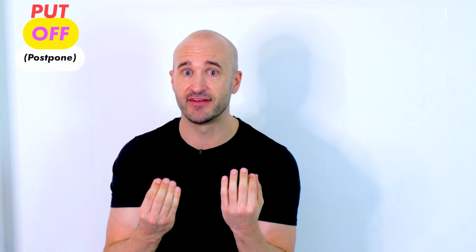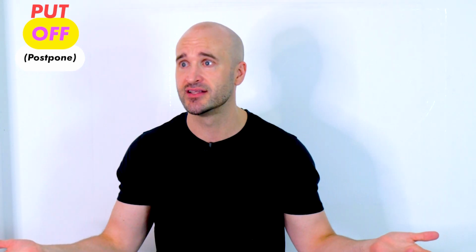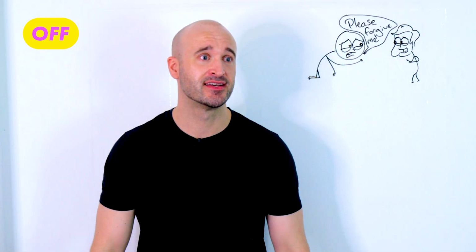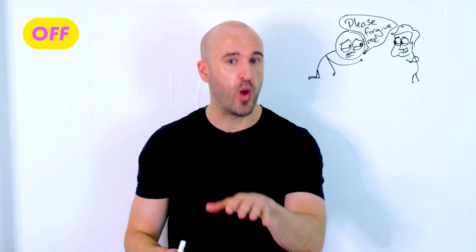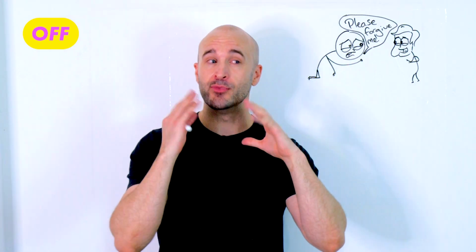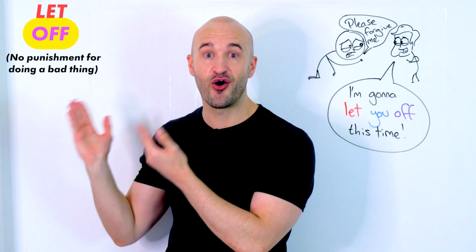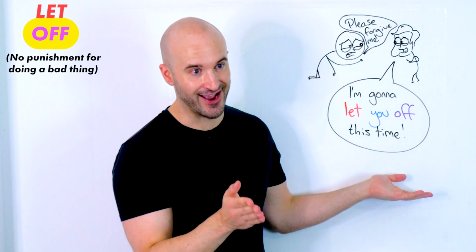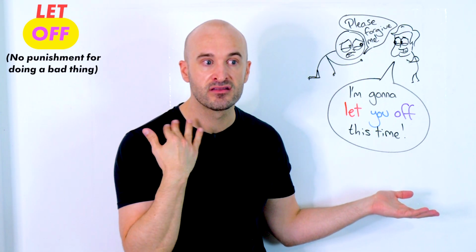So you go to your boss or your teacher and you beg for forgiveness. I'm sorry, I put off doing my work all week and I have nothing, I'm sorry. Please forgive me. But your teacher or your boss is actually very nice. When someone says, okay, you did a bad thing, but I'm not going to punish you, use the phrasal verb let off. For example, okay, I'm gonna let you off this time, but next time.